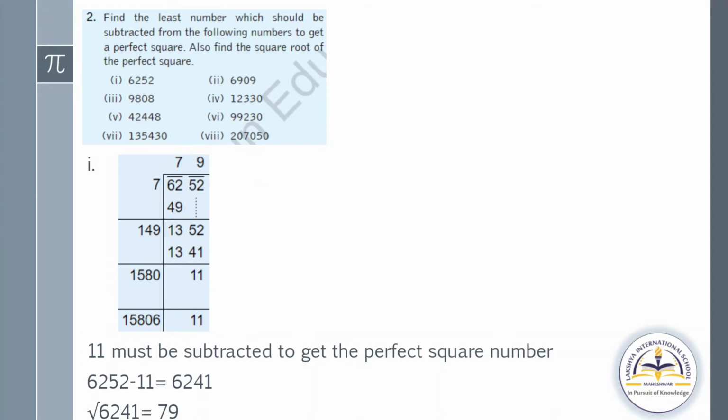get 79 as the answer. Now 11 is our remainder, so 11 must be subtracted to get a perfect square number. Okay, because in the question it is given find the least number, so we have to calculate the least number. What will it be? 6252 minus 11, then it is 6241, and 6241 is the square of 79. So 79 is our square root, because 6241 is a perfect square.